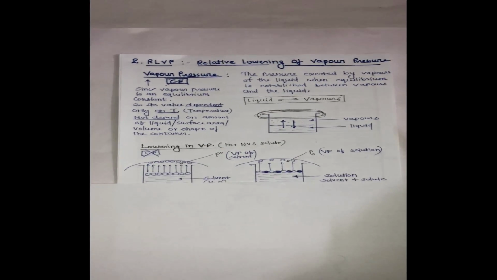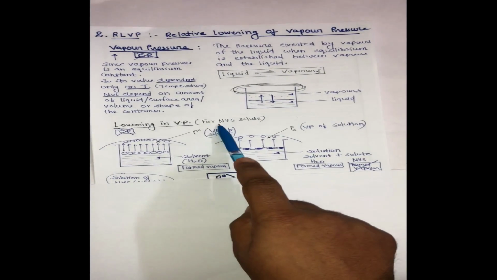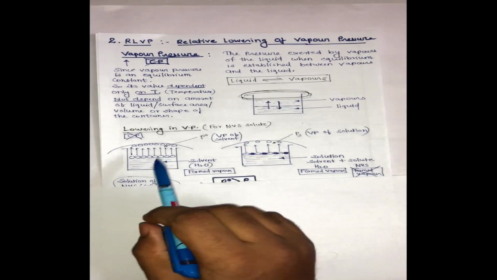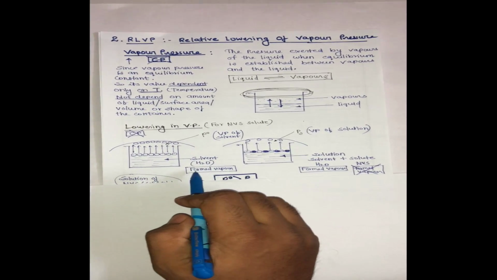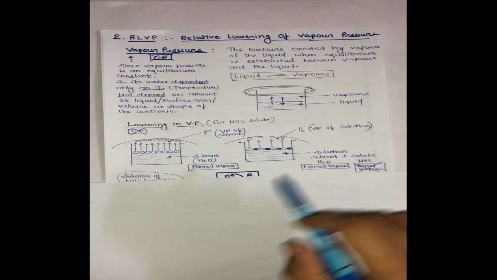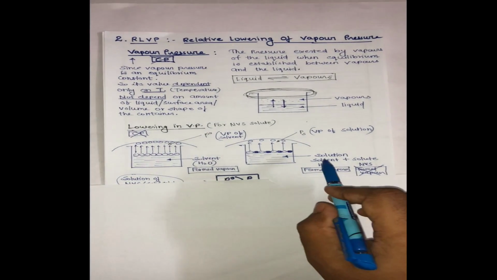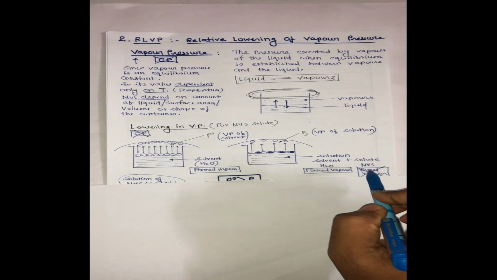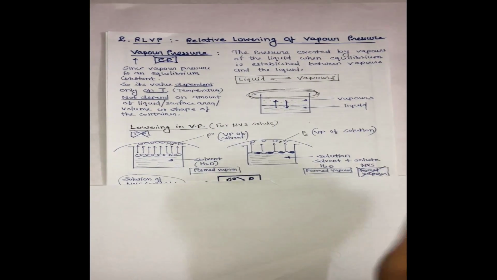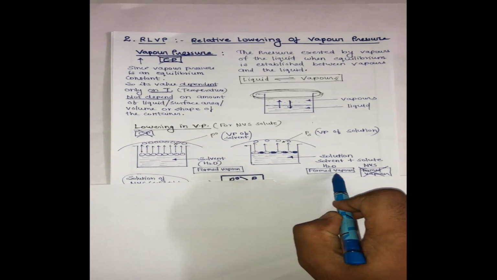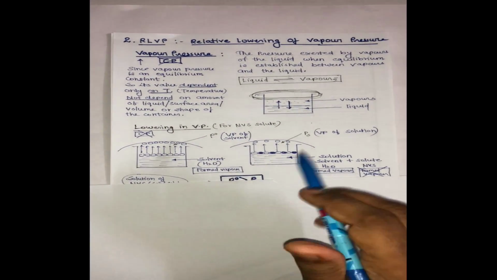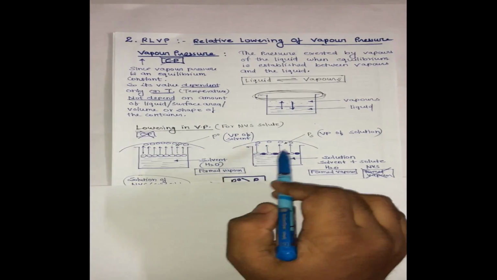So next is lowering in vapor pressure, and here I mentioned NVS solute. What is the meaning of NVS? NVS means non-volatile substance. Suppose in one beaker only solvent is there, that is H2O, and we know H2O forms vapor. And in the second beaker we took solvent plus non-volatile solute, and NVS can be NaCl, KCl or sugar. Here H2O will form vapor, but NVS will not form vapor, and both beakers are covered.